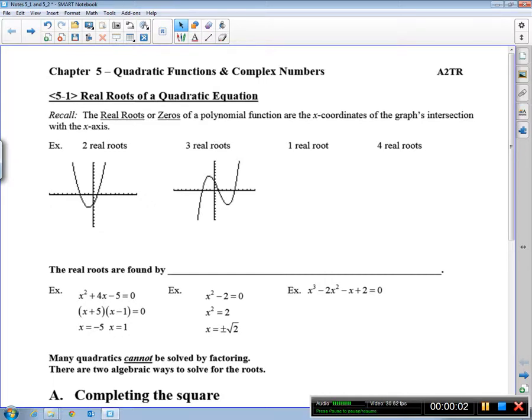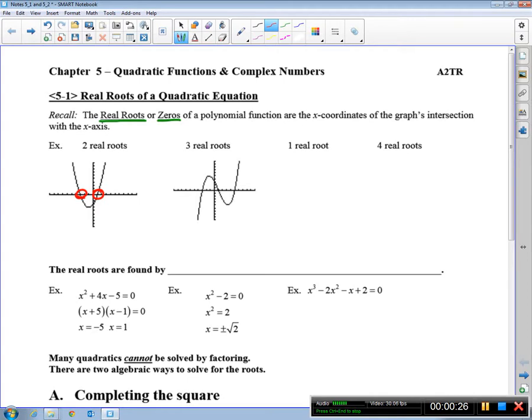In Chapter 5, we are mostly focusing on quadratics. But at the beginning, I wanted to go over some vocabulary. So first, we need to understand what real roots are, or what zeros of a polynomial are. They're the places where the graph crosses the x-axis.